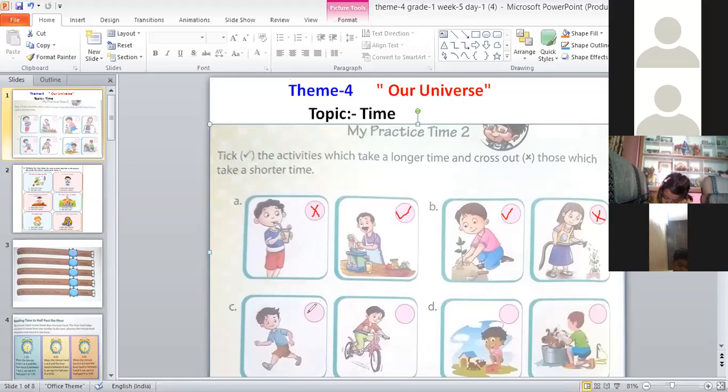So you will, Advaita, listen carefully. You told wrong answer, Advaita. So you will put a tick in first picture and you will cross out the second picture. Okay?